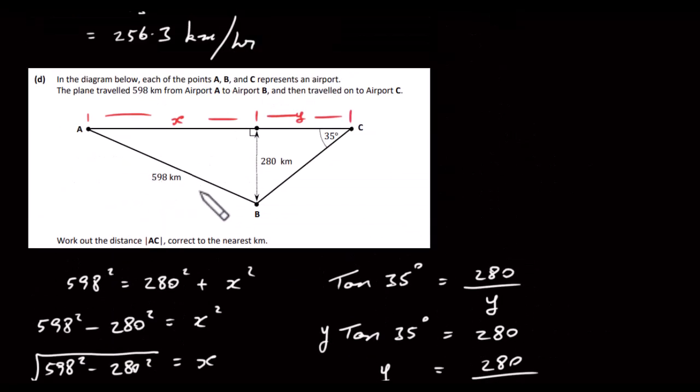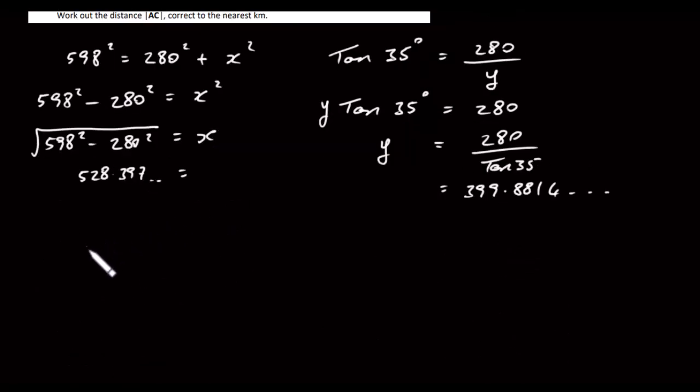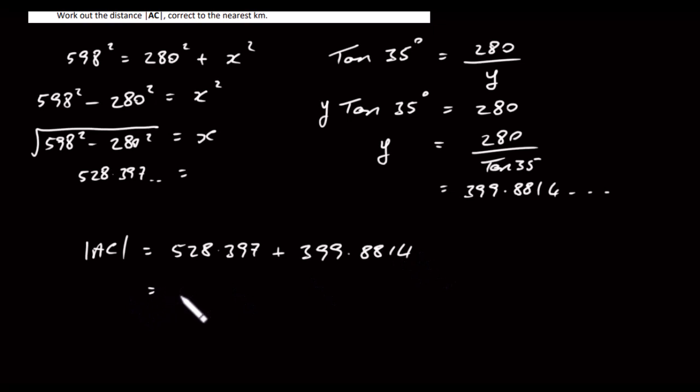So we have x, we have y, all we've got to do is add them together. So the distance AC, the distance from A to C, is going to be equal to 528.397 plus 399.8814. When you add those two together and round to the nearest kilometer, you get 928 kilometers. And that's the answer, and that's this question finished.